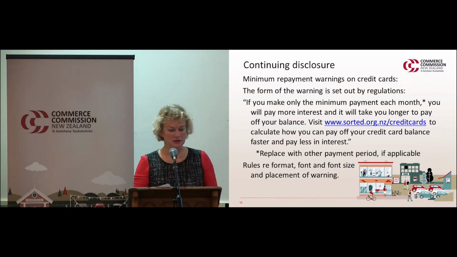So that warning must be presented reasonably close to the amount stated as the minimum payment for each payment period, and the format, font and font size of the minimum repayment warning must be easily readable.